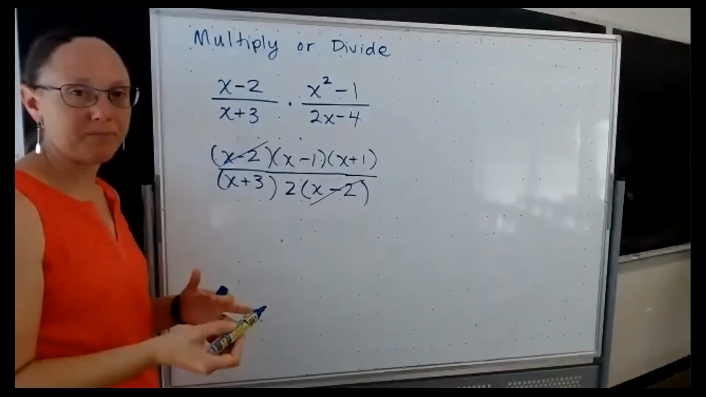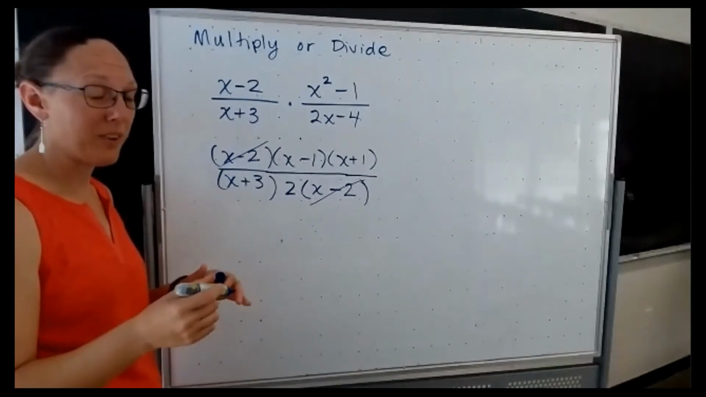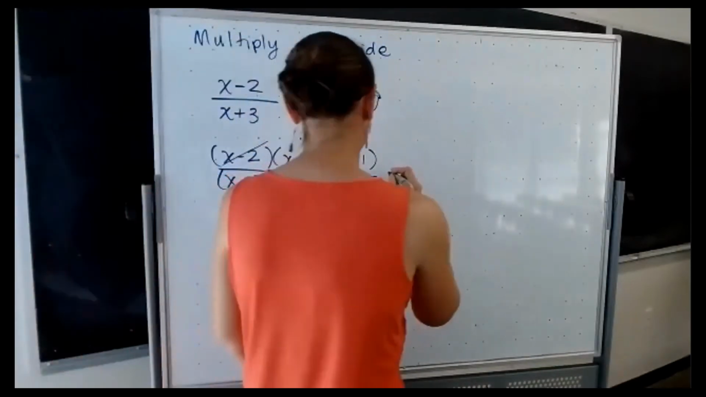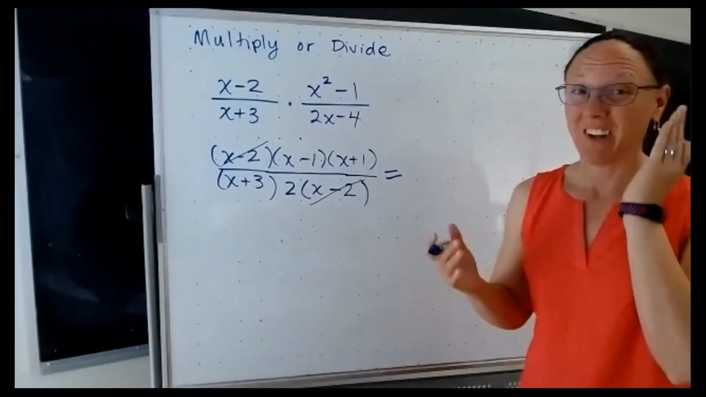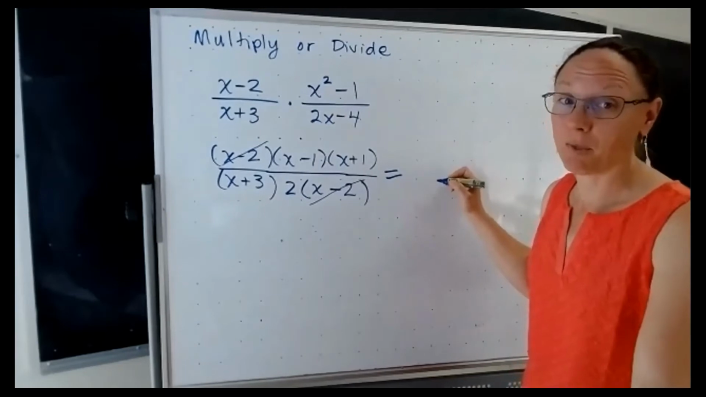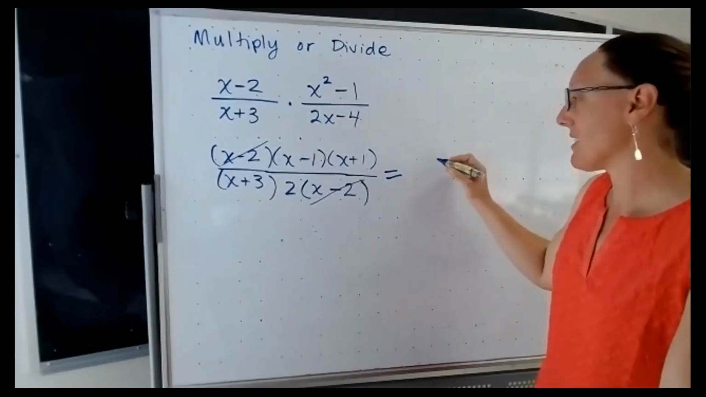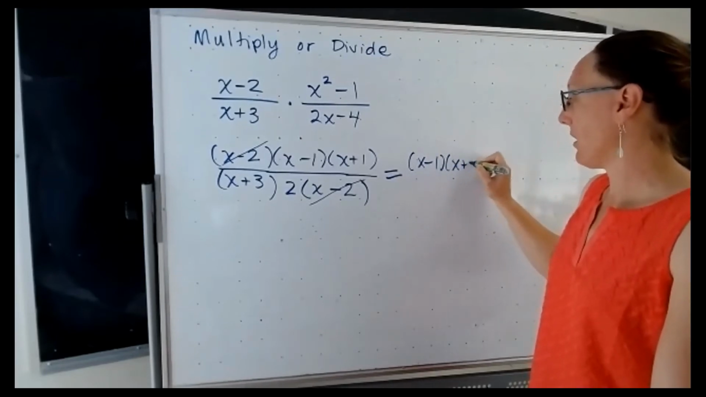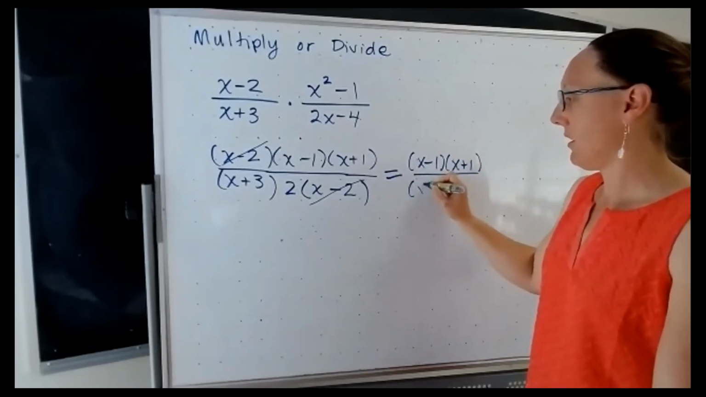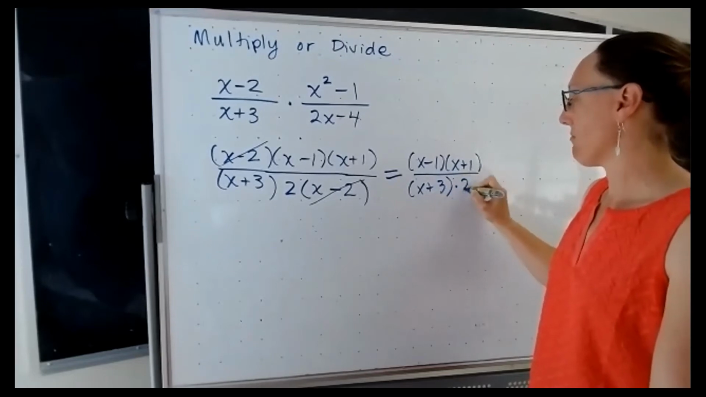That's going to give me a 1. And now, here's the thing. Don't go back and multiply things out again. Honestly, just leave them the way they are. Leave it in its factored form. X minus 1, x plus 1, x plus 3 times 2.